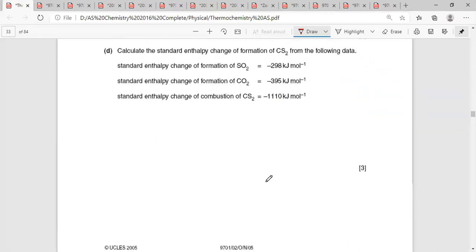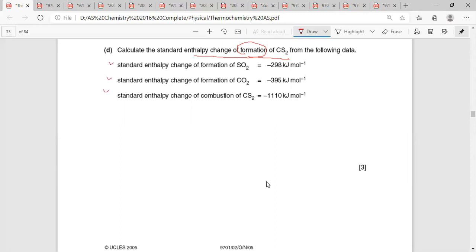Now here, calculate the standard enthalpy change of formation of carbon disulfide. This is actually a well-known liquid used to dissolve plastics. Never mind. First of all, you have to write equations for all these chemical changes. The enthalpy change of formation I'll write last, because all the others have to be written first, otherwise you cannot balance the equation.